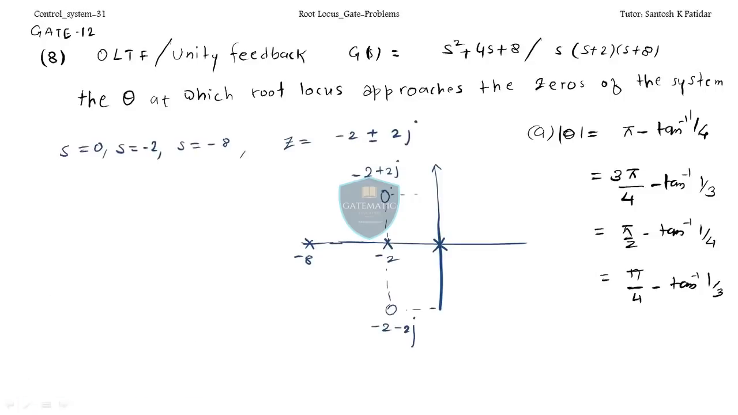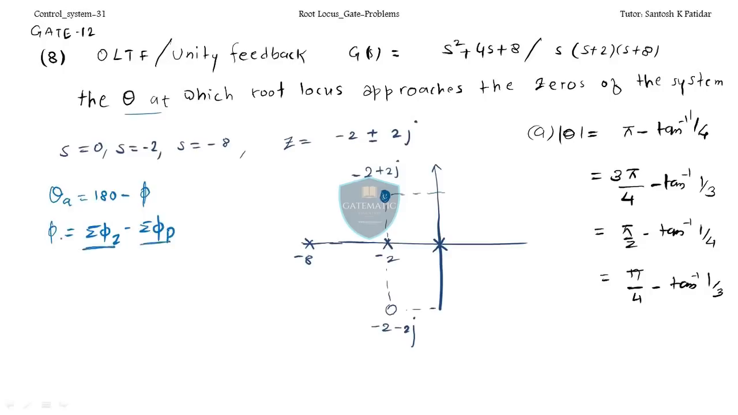Wait a minute. So I have to find out, see, the question is the theta at which the root locus approaches the zero of the system. So I'm considering this. You can consider this one also. And as I told you, whatever you will get over here, just opposite of that you will get over here. Okay, if here plus 45, here minus 45. So I'm taking this one. So again the procedure and the formula is same. The angle of arrival is 180 degree minus phi, where this phi is summation of phi z minus summation of phi p. So let's find out this one by one.